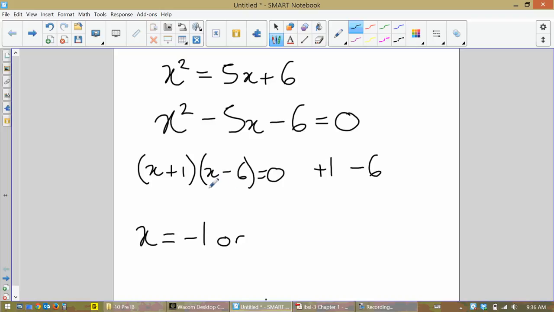Or, to make this part of the factorisation 0, x would need to be plus 6, because plus 6 minus 6 equals 0, and that would be okay as well. So the other answer is 6. So we've solved our equation now. x could be either minus 1 or 6.